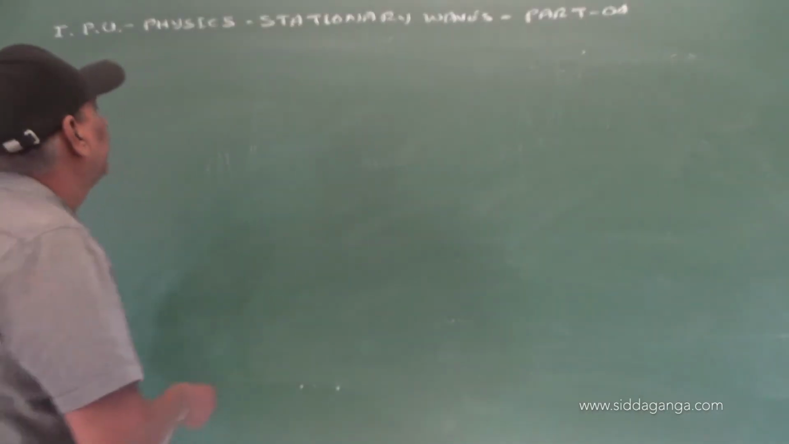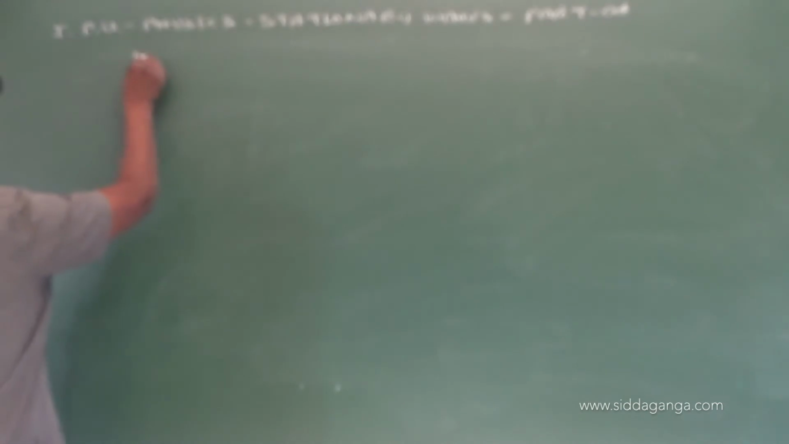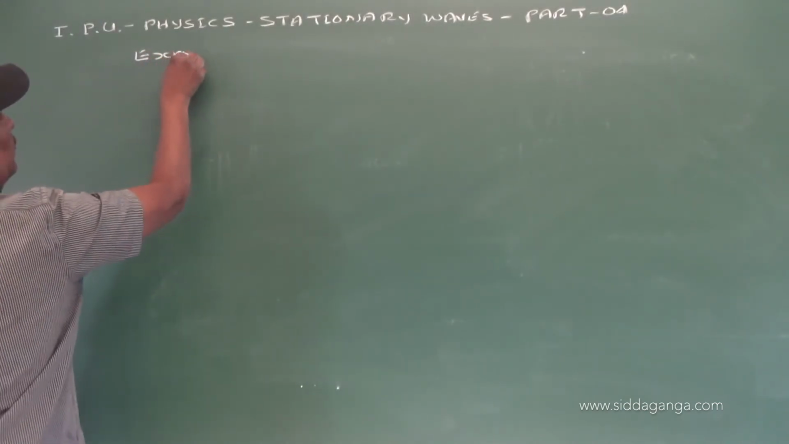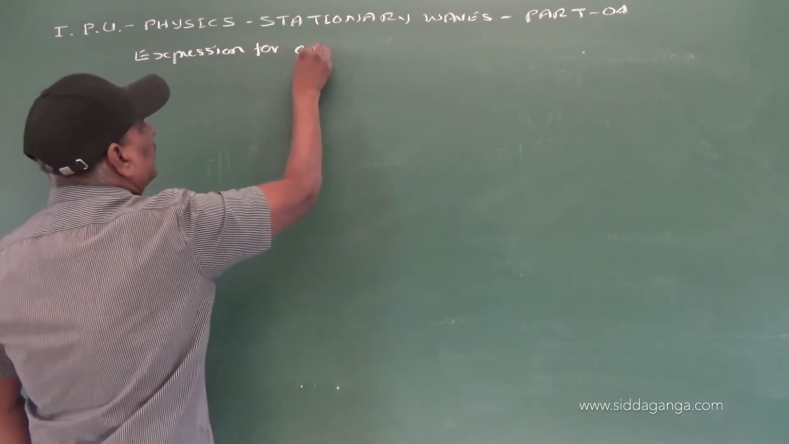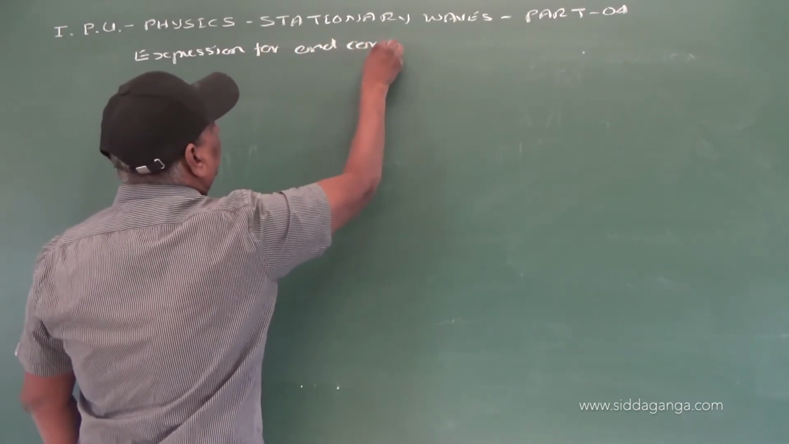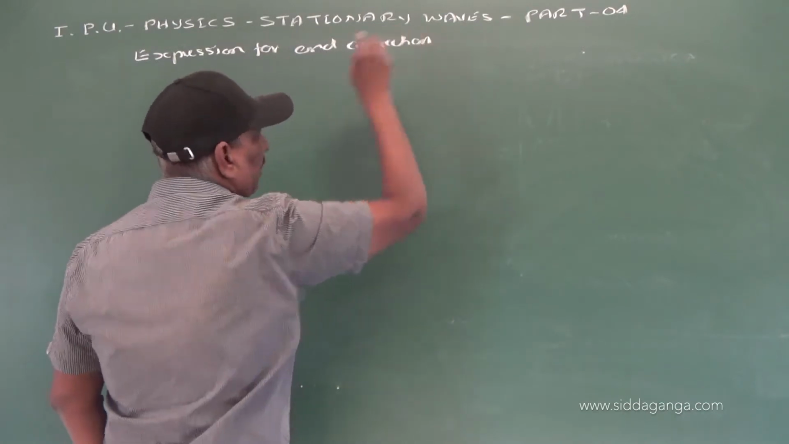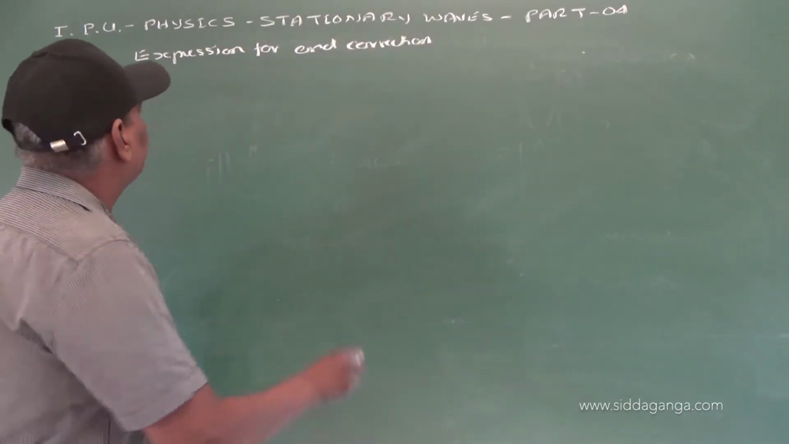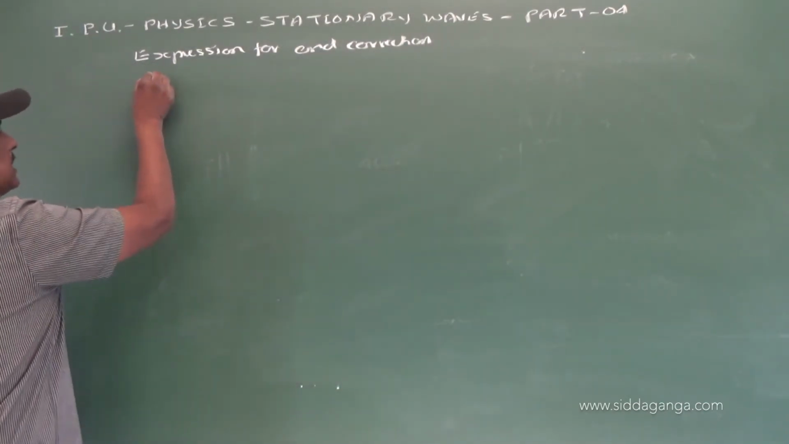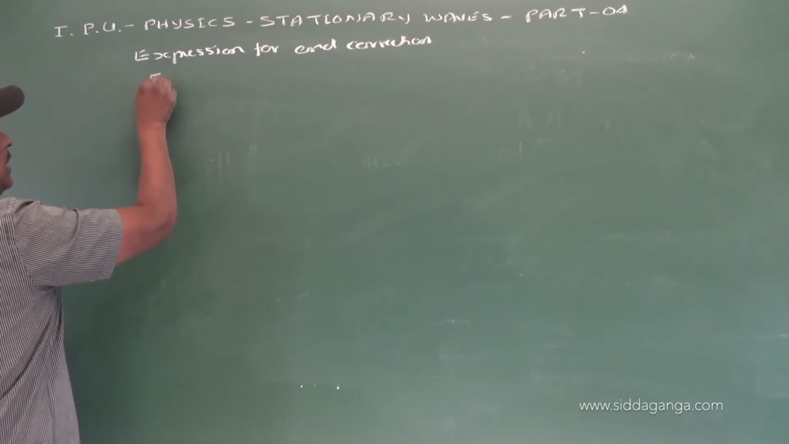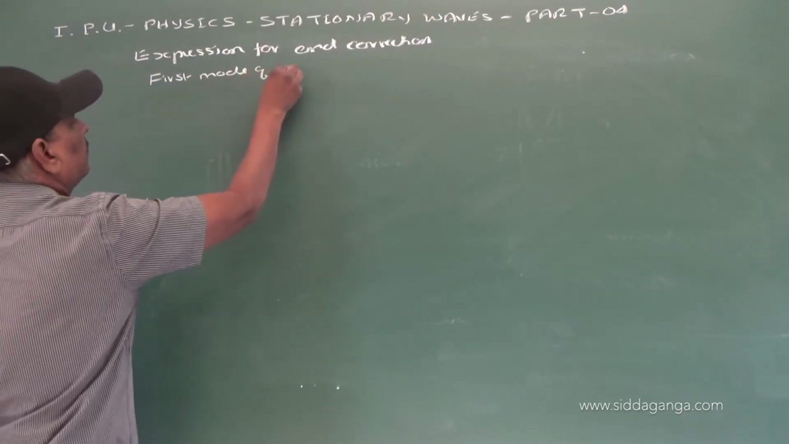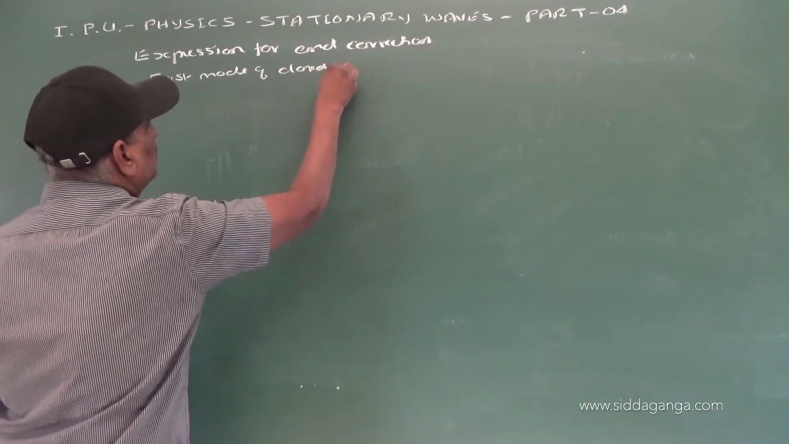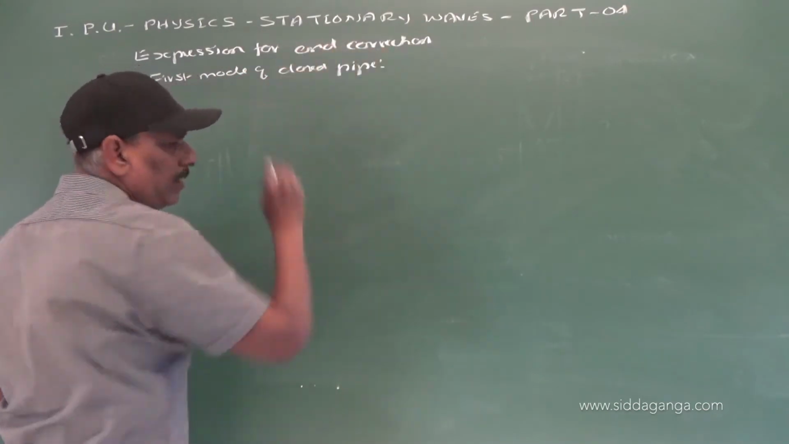Right. Now, let us derive the expression for end correction. Now, let us consider the first mode of a closed pipe, right?